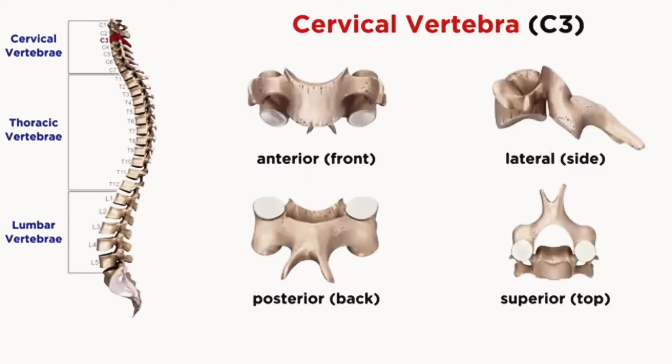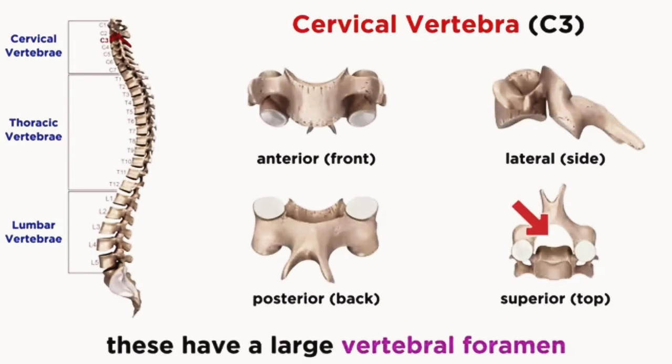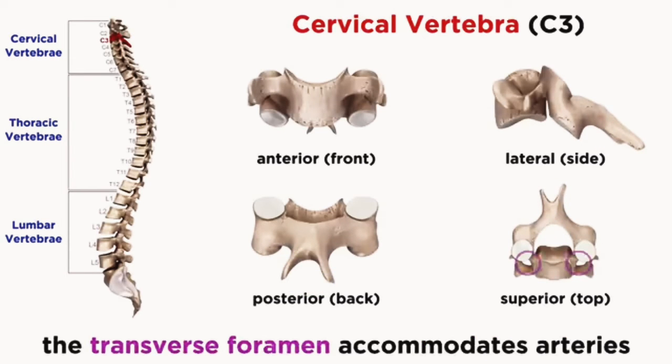The vertebrae vary slightly depending on where they are found in the column. Cervical vertebrae have a spinous process that is very short, a vertebral foramen that is large, and an additional transverse foramen to accommodate vertebral arteries.